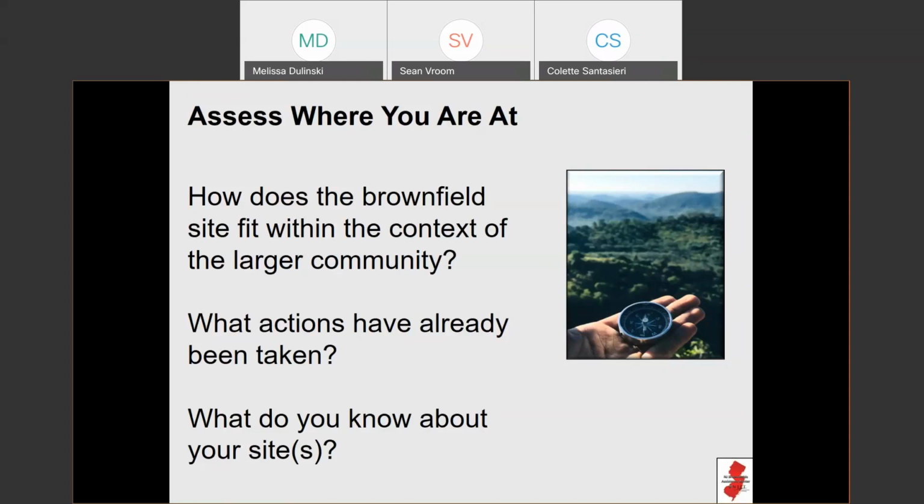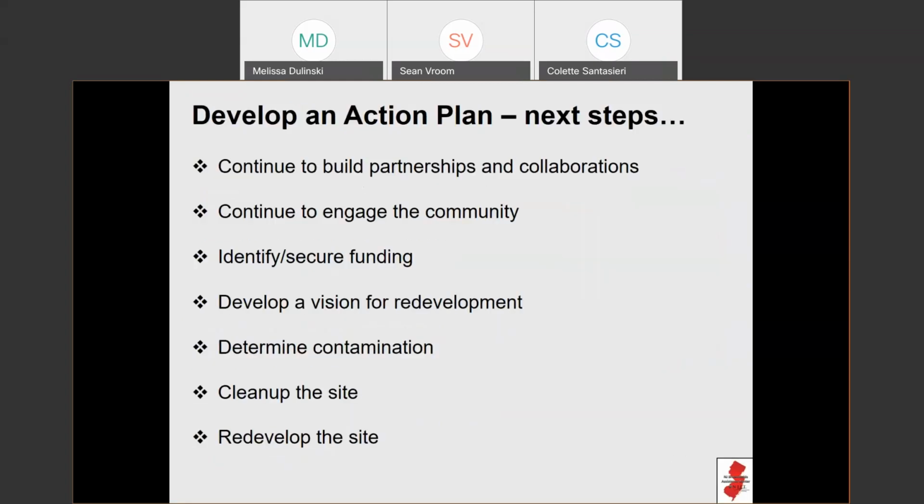So the next step in the planning process is developing an action plan. What are the next steps in the process of getting your site ultimately cleaned up and redeveloped? Carefully constructing an action plan forces you to really think through all the steps that need to be taken and allows you to see how each of these steps is dependent upon previous steps. So for instance, obtaining funding is critical in determining if your site is contaminated and to getting that site cleaned up. So identifying funding sources early in your planning phase is really important.